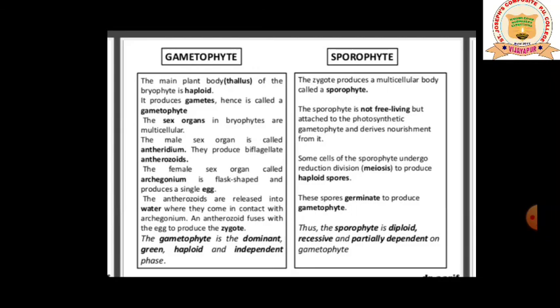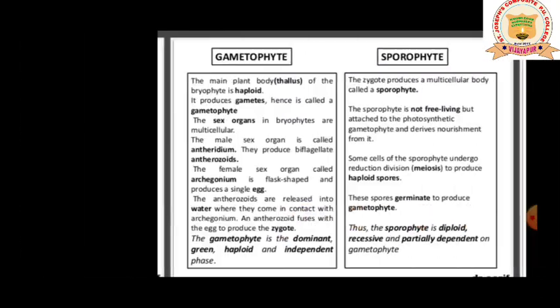So we call it the dominant haploid independent phase. Here the sporophyte, we call it diploid but it is recessive. It is not going to show its character clearly. Okay, partially it is going to show. I hope it is clear to you. Very important, my dear students.